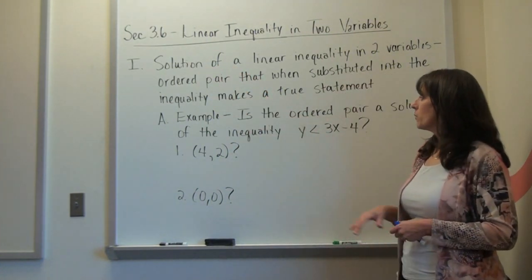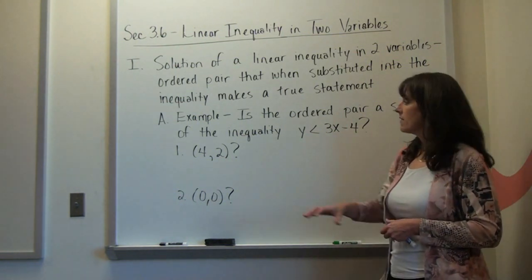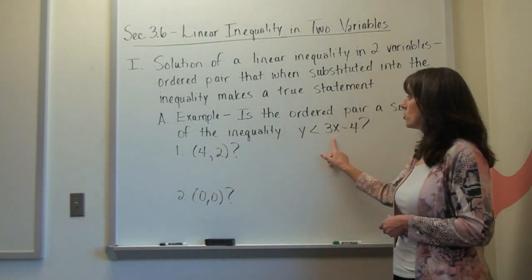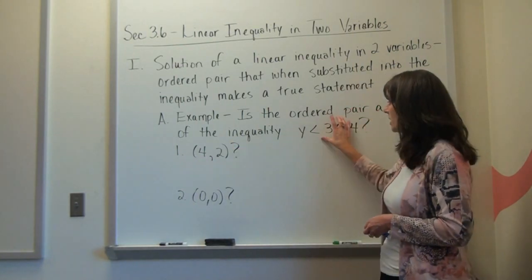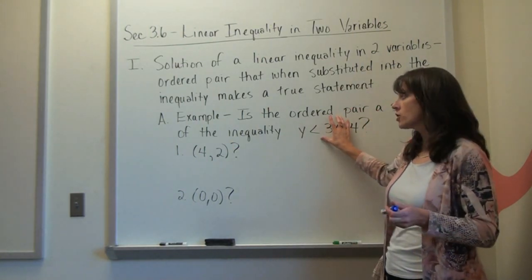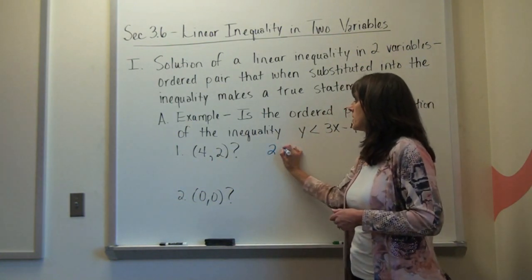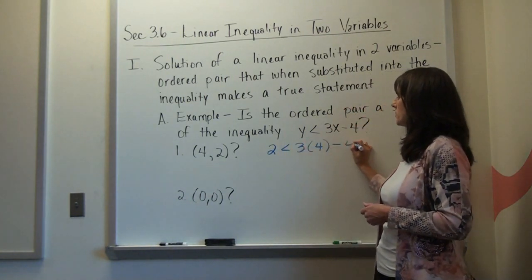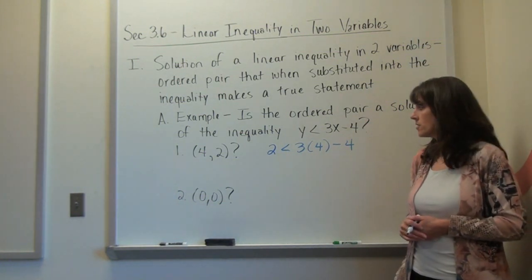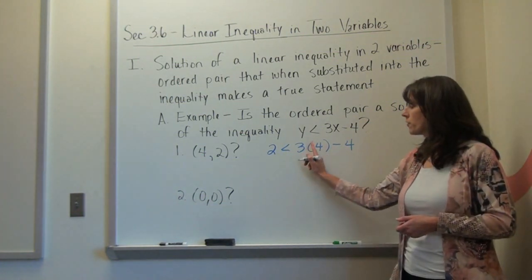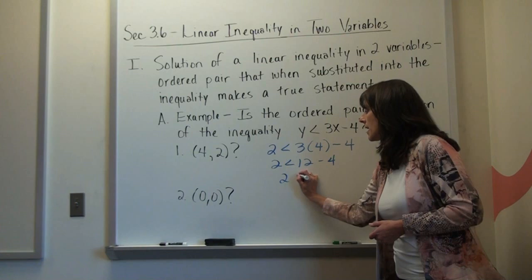So I've got an example here. We've got the inequality y less than 3x minus 4, and we're going to determine if this ordered pair is a solution to that inequality. Well, if it is, then I should be able to plug it in here and come up with a true statement. So let's try it out. I'm going to put the 4 in for the x and the 2 in for the y. Following order of operations, I do the multiplication first, and 3 times 4 gives me 12, and then 12 minus 4 gives me 8.